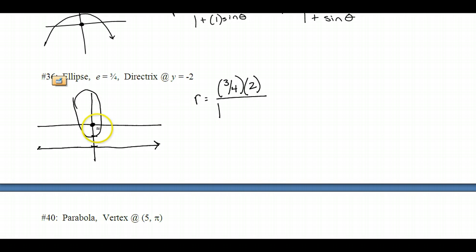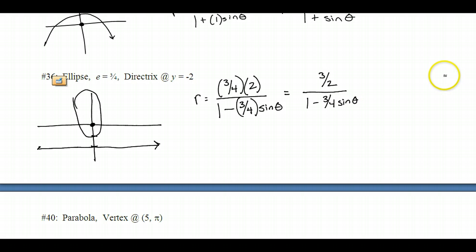Now it's plus or minus. Well, if you're going down, it's going to be subtraction. Our eccentricity is 3/4 again. And again, we have a horizontal line, so that is sine. To clean this up a little bit, I guess how I would start is say if I multiplied these two things together, in the numerator I would have 3/2 divided by 1 minus 3/4 sine theta.